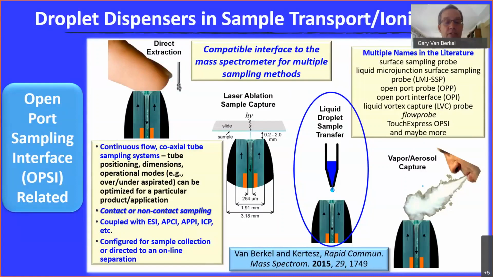And you can configure these types of devices to collect the sample in like a fraction collector, or it can be connected directly online with the mass spectrometer. So what I want to talk about today is actually using one of these devices to capture small liquid droplets and the advantages that can be gained with that.